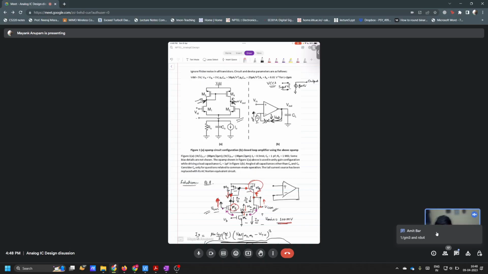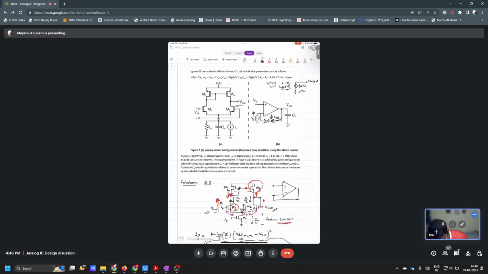And you want to use this as a voltage controlled current source, right? So we'll take the output at M4, because output resistance should be high for a current source. So you have to take the output at this point.